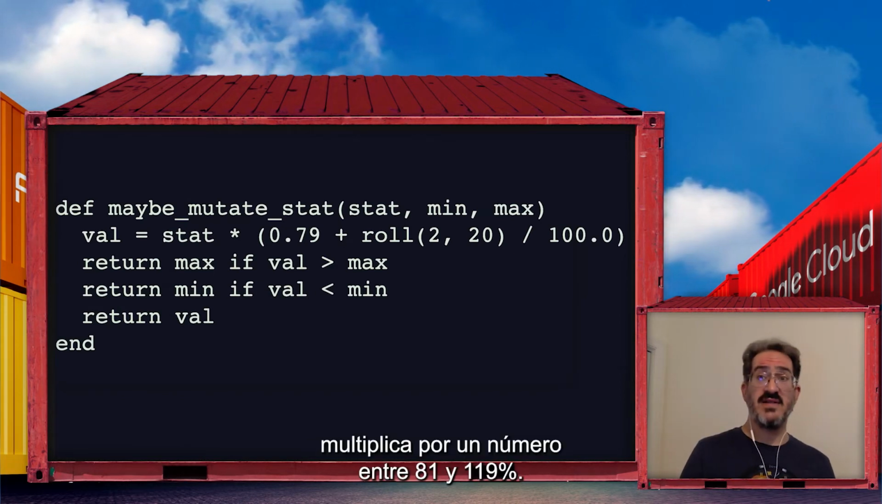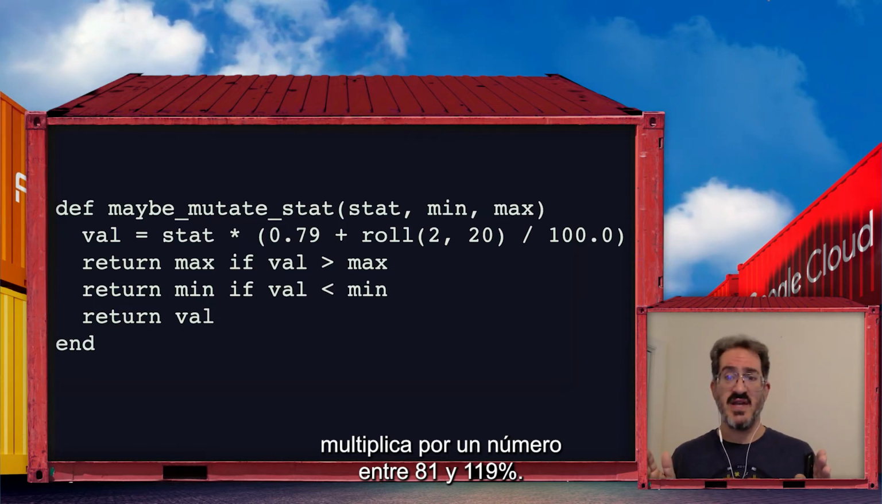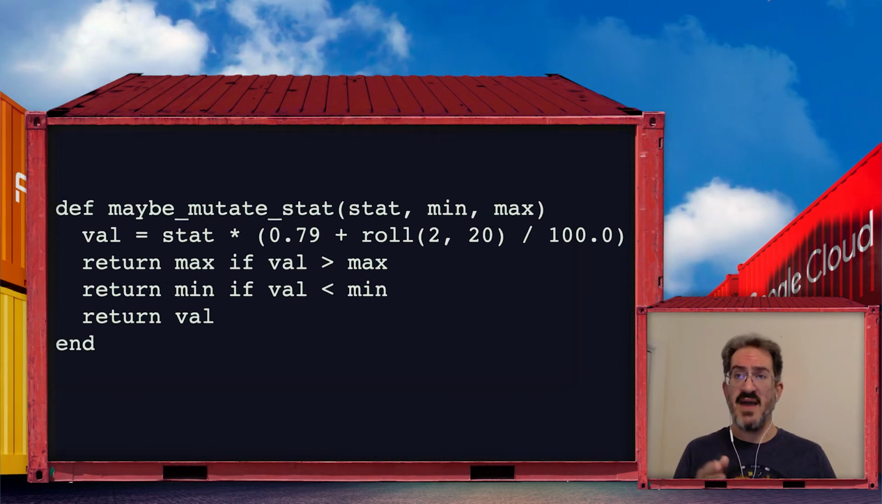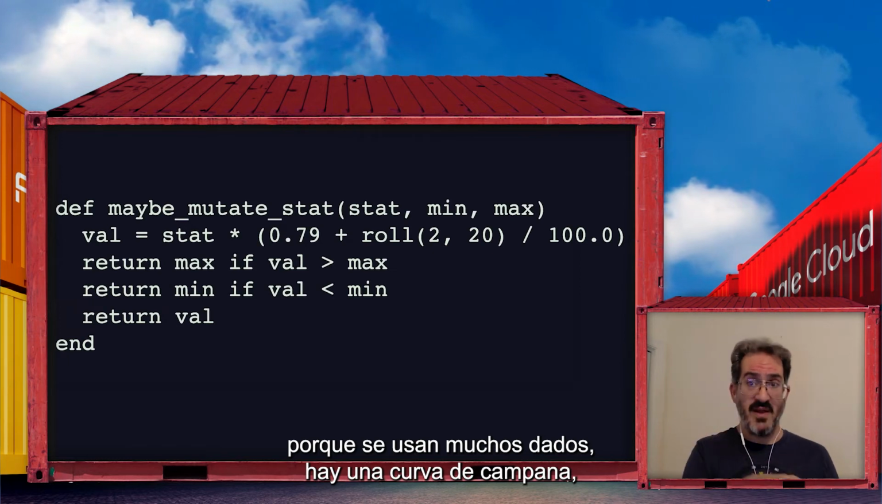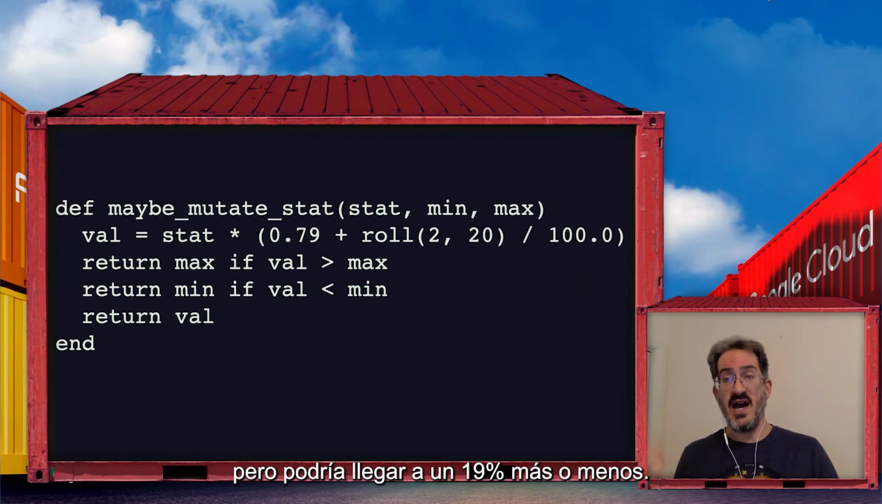What this one does is to multiply by somewhere between 81% and 119%. So it's got very little chance of staying the same, and the difference will usually be small because we're using multiple dice, so we have a bell curve. But it could go up to 19% higher or lower.